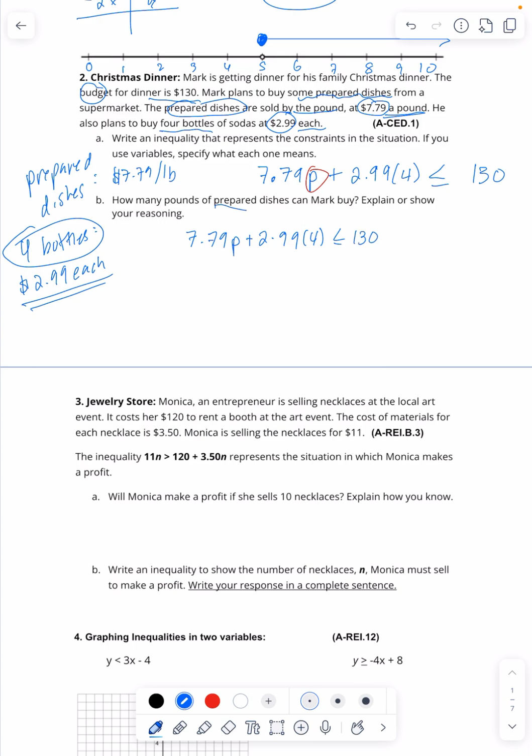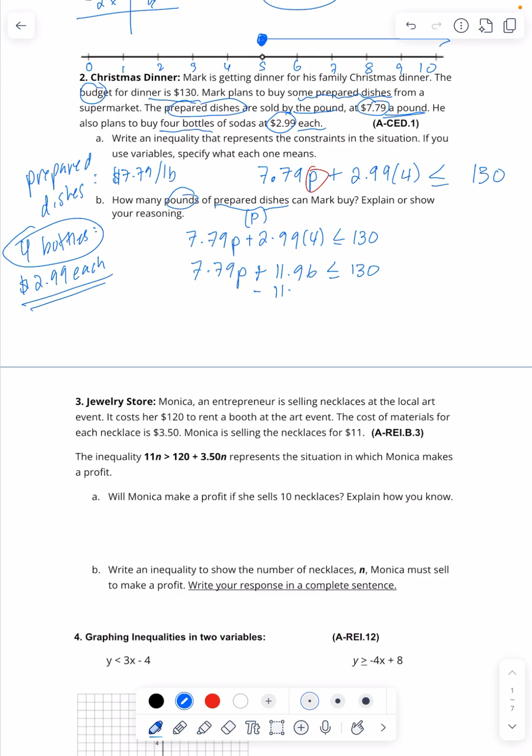to figure out the number of pounds of prepared dishes, P. So in this case, we will do 299 times 4, and we get, so this we don't change, 779p plus 1196, which is 299 times 4, is 1196. It's less than or equal to 130. So again, we're just solving here.